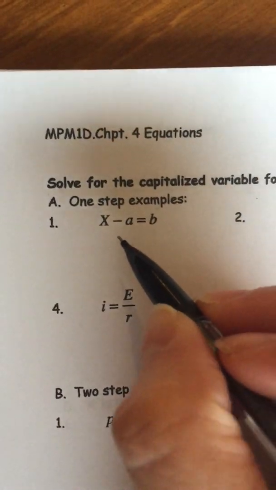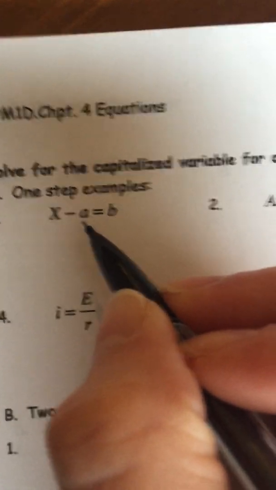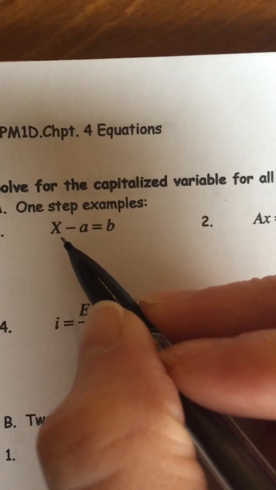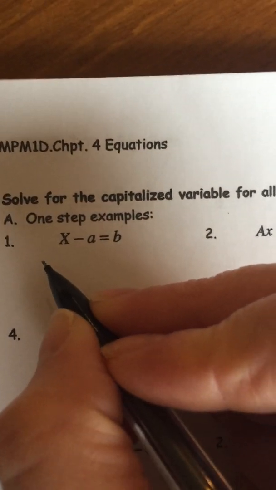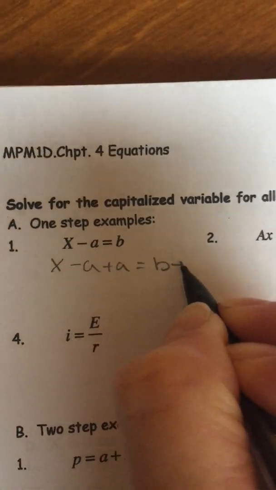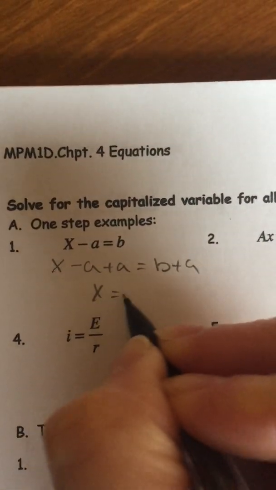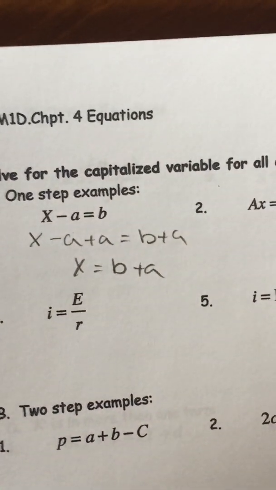So, for example, the first one, what is attached to x? A is. How is it attached? By subtraction. How do I undo subtraction? With addition. Then I say, well, do it. Add a to both sides. It'll be gone. You'll get x is equal to b plus a. And hopefully you just go straight to that second step.